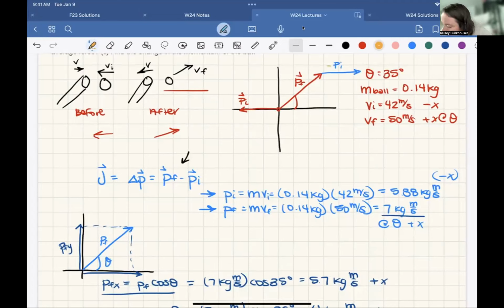That's what this is, negative p initial. So we put the tail of p initial on the tip of p final, and then we draw our other vector, and this is the impulse. We draw it from the tail of the first vector to the tip of the second vector. So here is the angle, and that tells us that this will be the x component, and this will be the y component, or also you can think of it along the y-axis there.